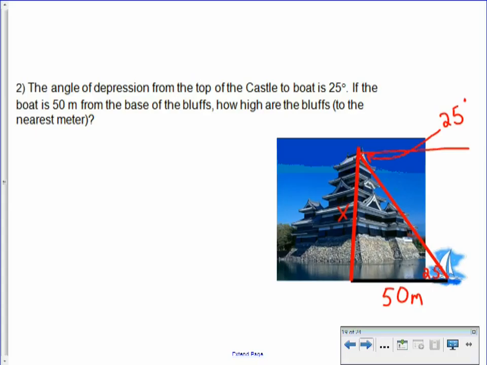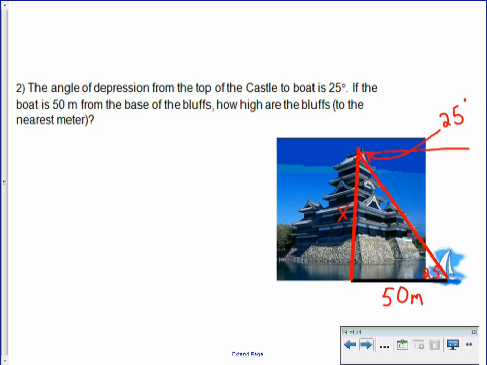So the inside of that is 90 minus 25, so we need 65. So we can use 65 there, or we can just put 25 down here at the bottom. Either way. Okay. So the important message here is that when you have angles of depression, don't stick them inside. They go on the outside.